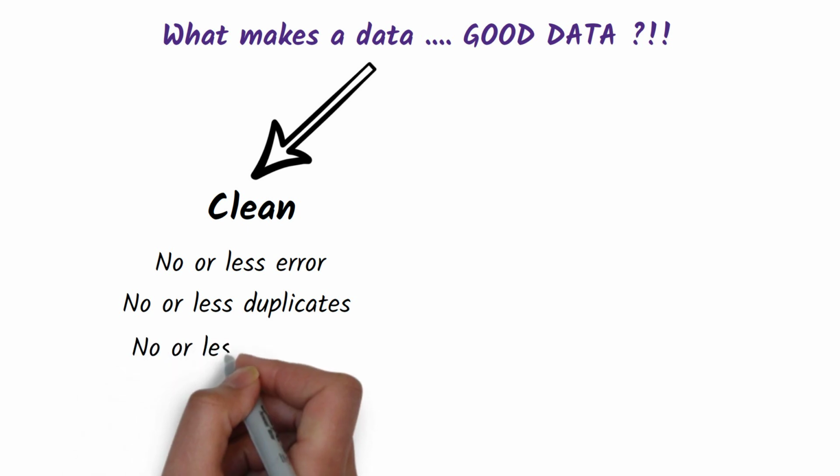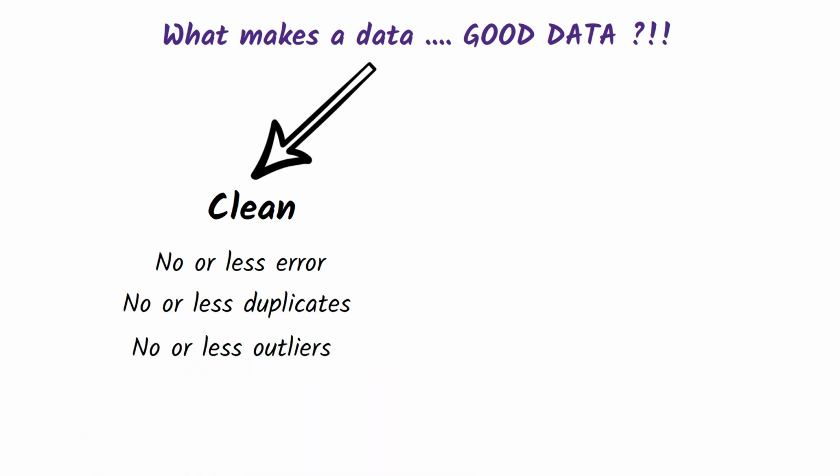If our dataset is full of errors or duplicates, it can skew our model performance and give us inaccurate results. Similarly, if we have outliers in our data, that is, values that are much higher or lower than the rest of the data, it can throw off our model and make it less reliable.